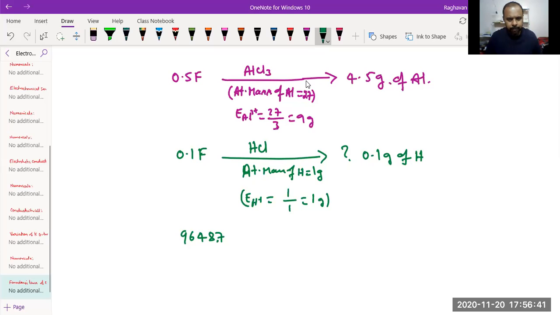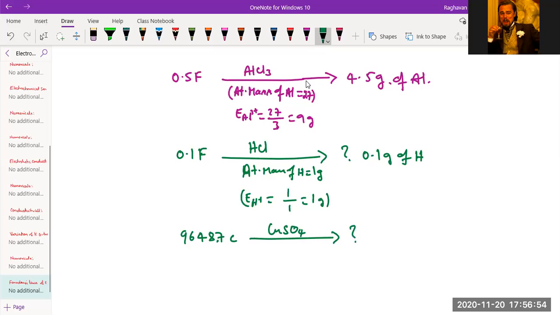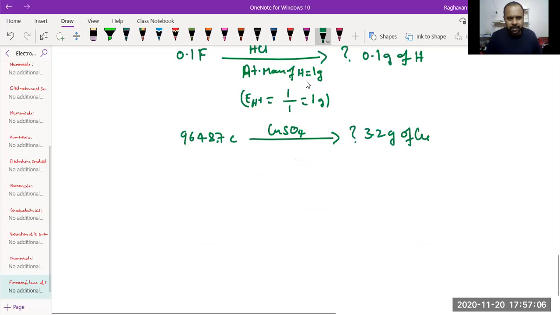Now the question is: 9,648.7 coulomb of electric current is passed through copper sulfate solution. How much copper? 3.2. Sure? Yes, sir. Copper, okay, because it is nothing but 0.1 Faraday. Correct, no? Okay. Next.